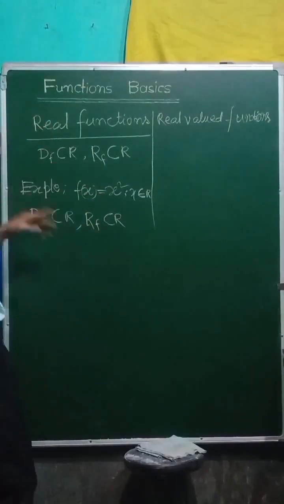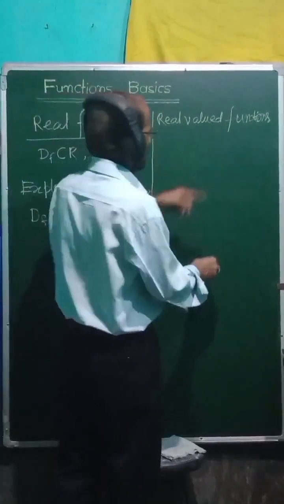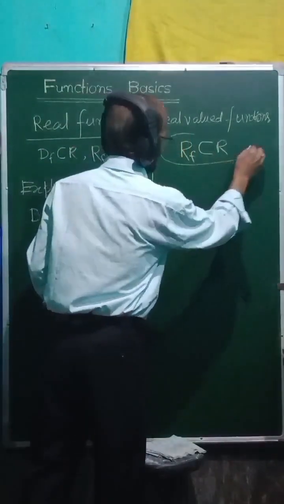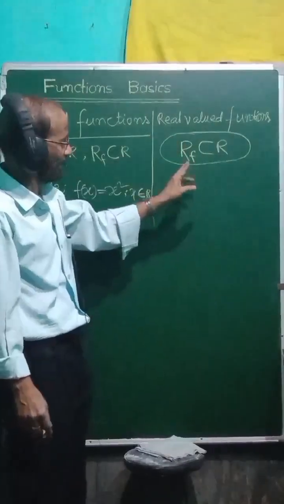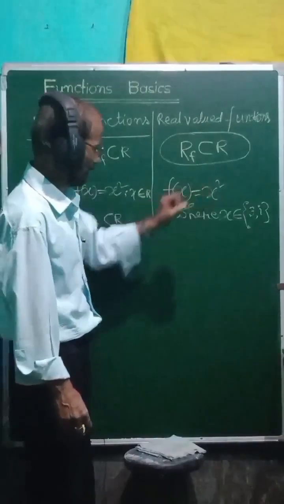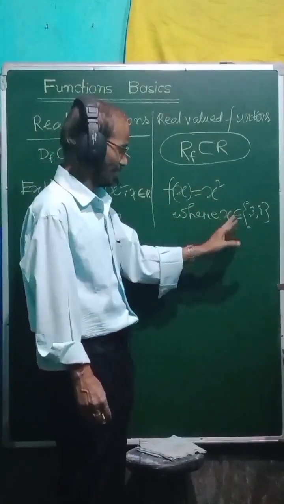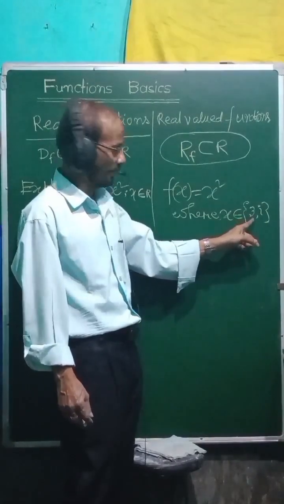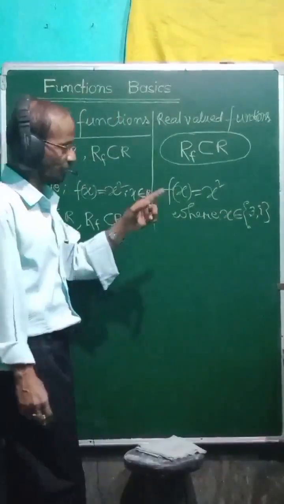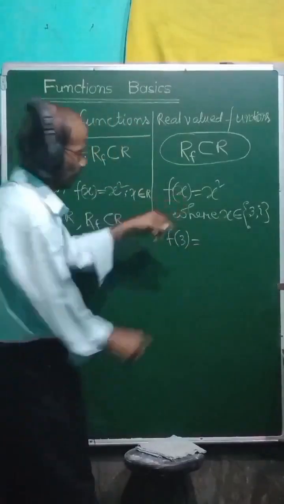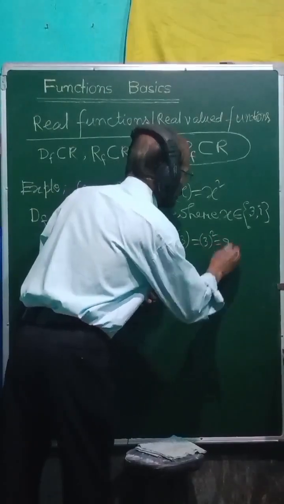Now let us understand real valued functions. The definition only shows that this must be the condition in a real valued function. So let us take an example again: f(x) = x squared, where x belongs to a subset. 3 is a real number; iota is an imaginary number whose value is root over minus 1. Let us see by putting those things what we are getting in the range. f(3) = 3 squared = 9.